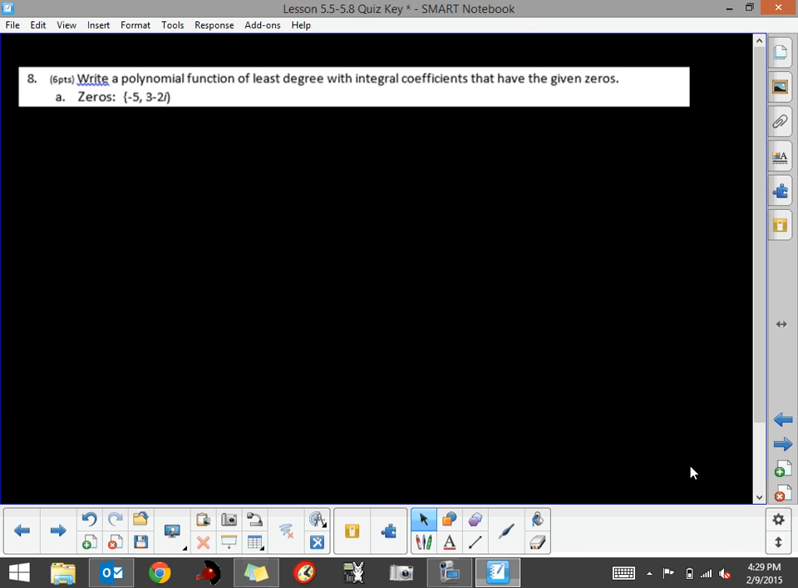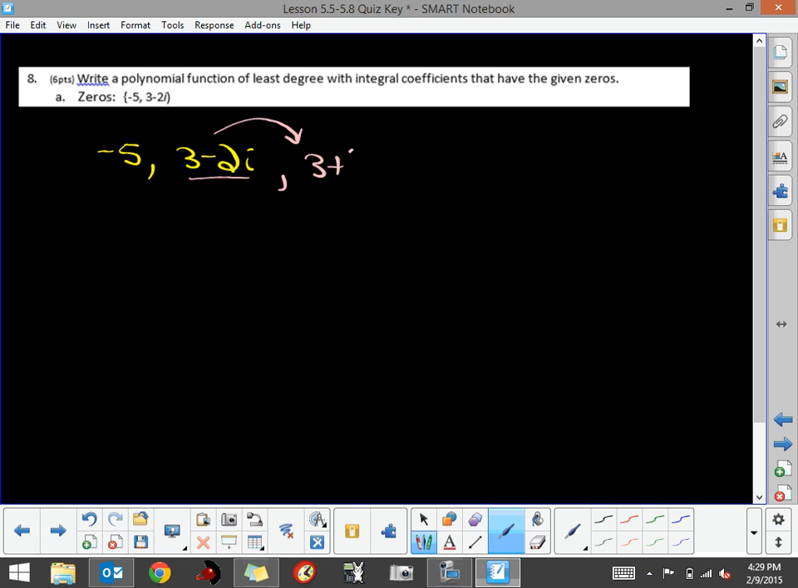In question 8, I'm telling you what the zeros are, so it's very similar to what we've been doing in the last few, just that we have to make the entire polynomial out of it. So if you're given the zeros are negative 5 and 3 minus 2i, one of the facts that you got to remember is if 3 minus 2i is in there, the other factor has to be 3 plus 2i. So these complex numbers never come alone, they always come in couples.